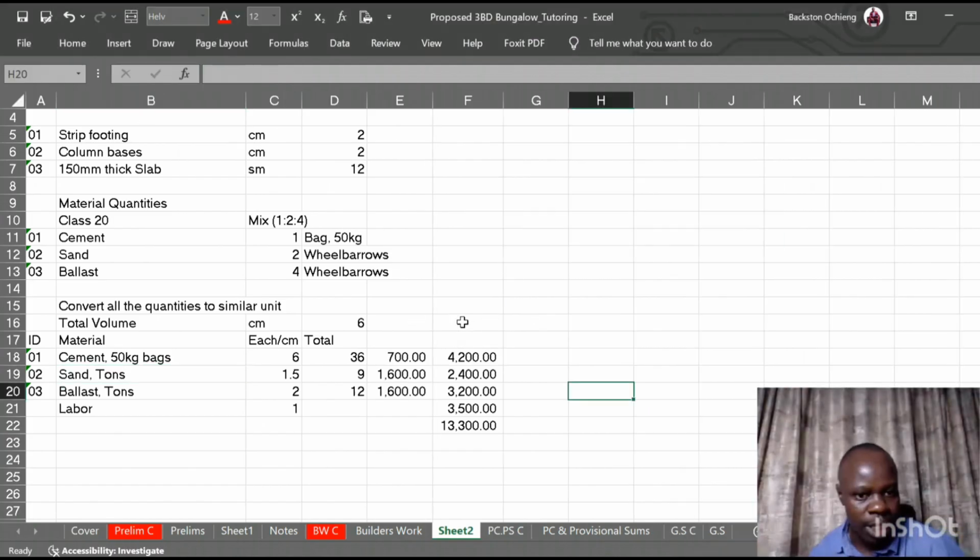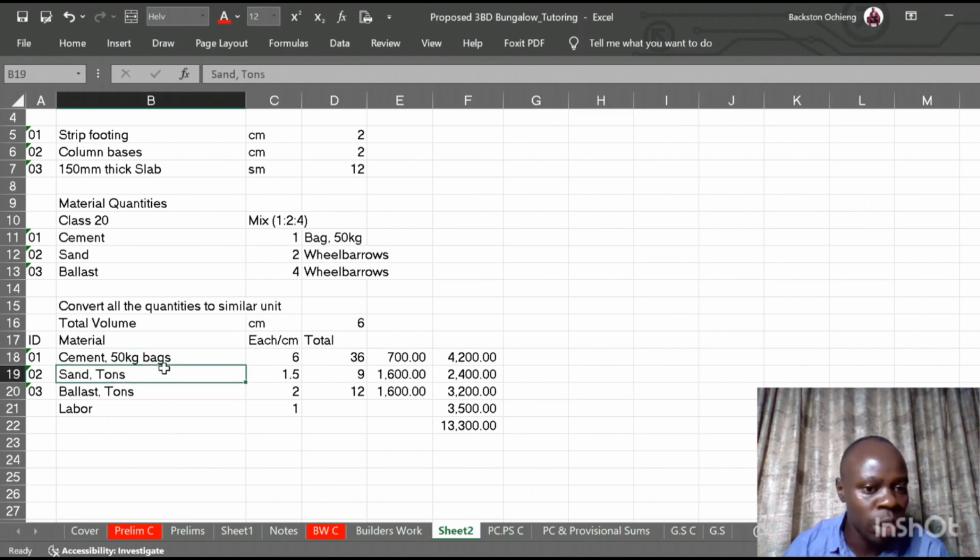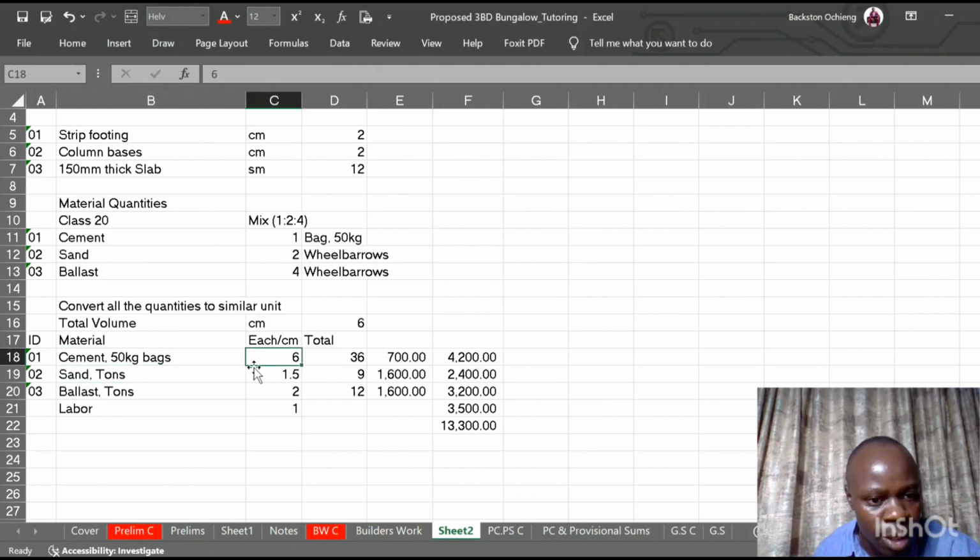So looking at that, from what we've built, you've noted how we come to the quantities of the materials. For those who have always been interested in how to build up a rate for maybe a given class of concrete and so on, once you have the quantities of these materials, then you can multiply by the prices according to what is available within your locality. So for instance, a bag of cement takes 700 shillings, a ton of sand takes around 1600, ballast around 1600. Then you multiply by the quantities of each of those items for every cubic meter.